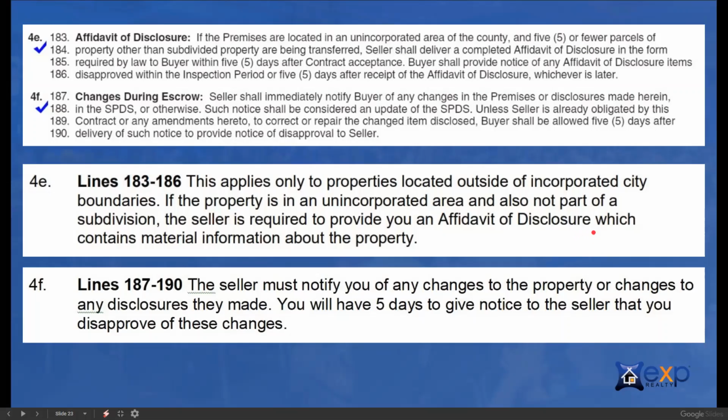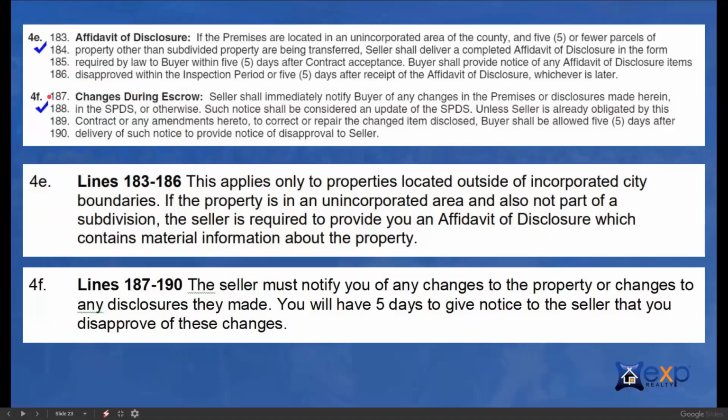Typically, in fact specifically, it's designed and required when you're selling non-subdivided land, because subdivided land has a public report. Non-subdivided land requires the affidavit of disclosure, which is really not a lot different than the SPDS. And when I say land, there could be a house on the land, of course, but most of the time it's when land transactions are going on. But certainly, if you're inside of an incorporated city, Gilbert, Mesa, whatever, this does not apply at all.